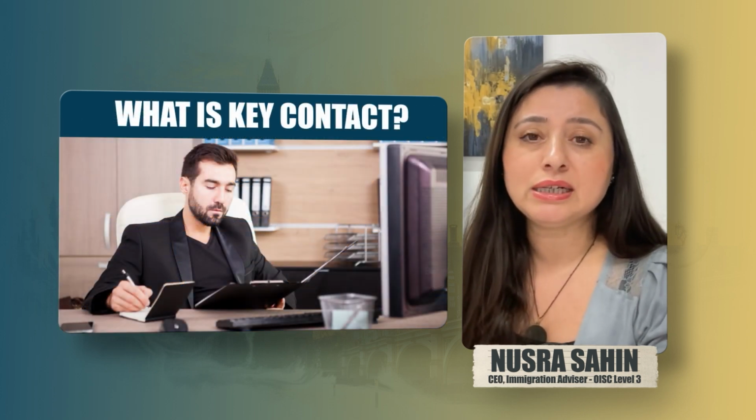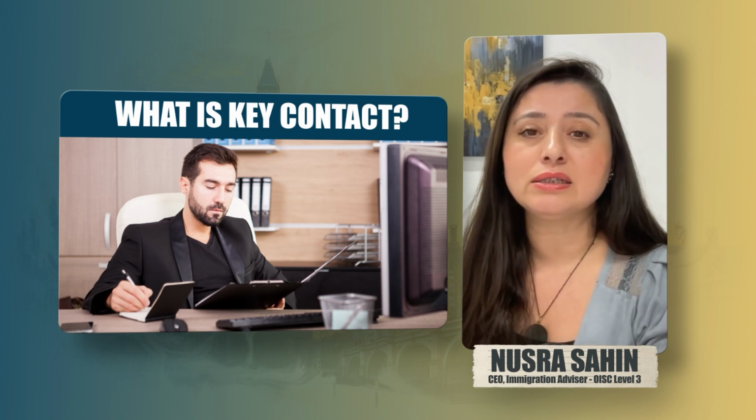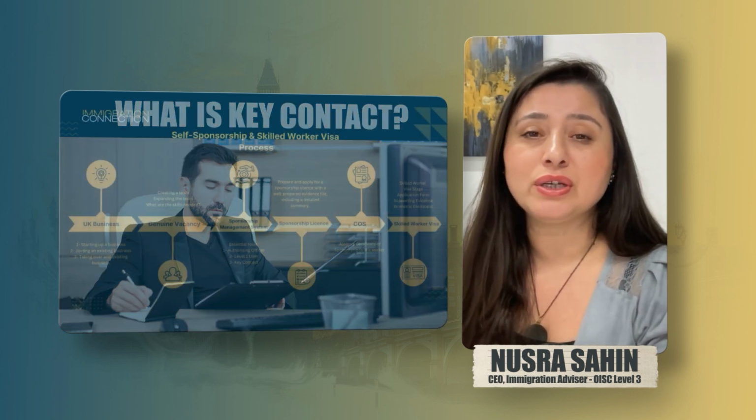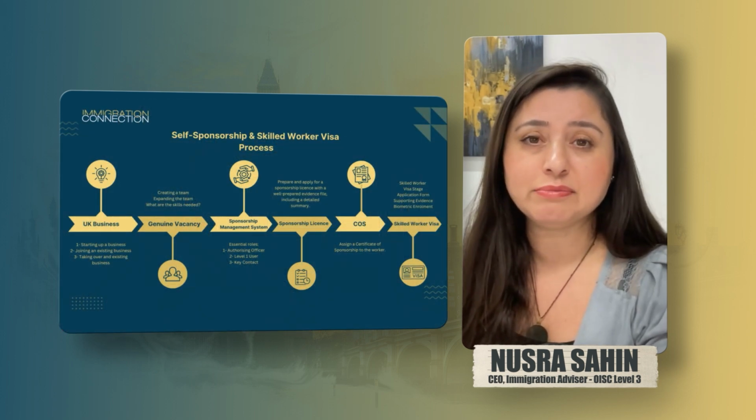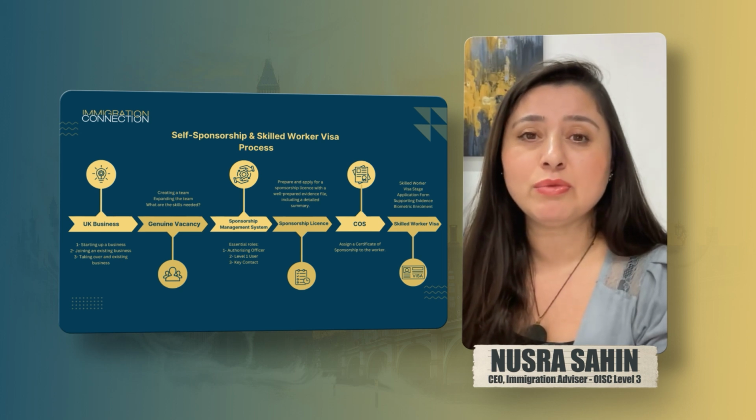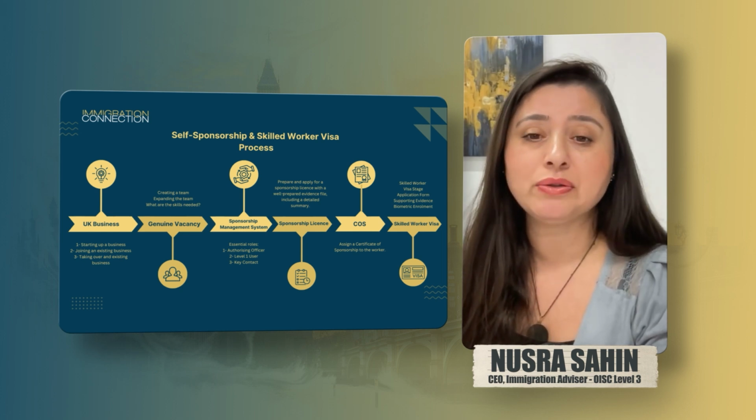And the third one is the key contact. The key contact fulfills the role of the communication officer for that system, and they keep in touch with the Home Office. They monitor the correspondence.